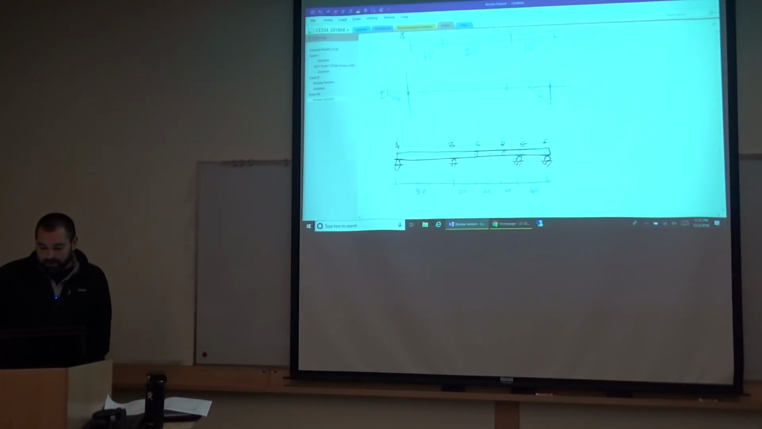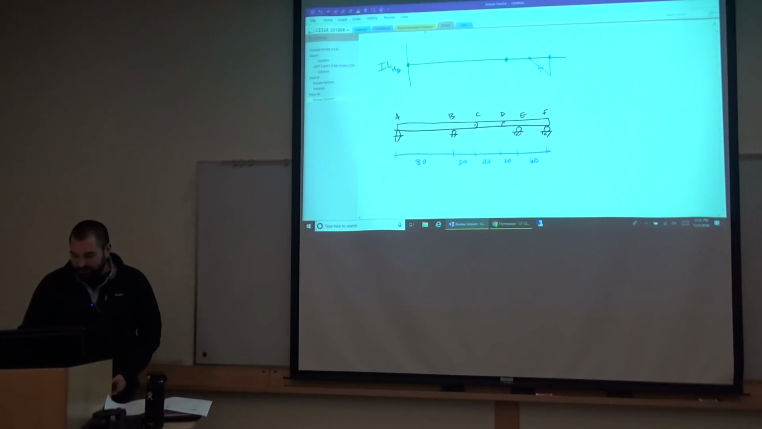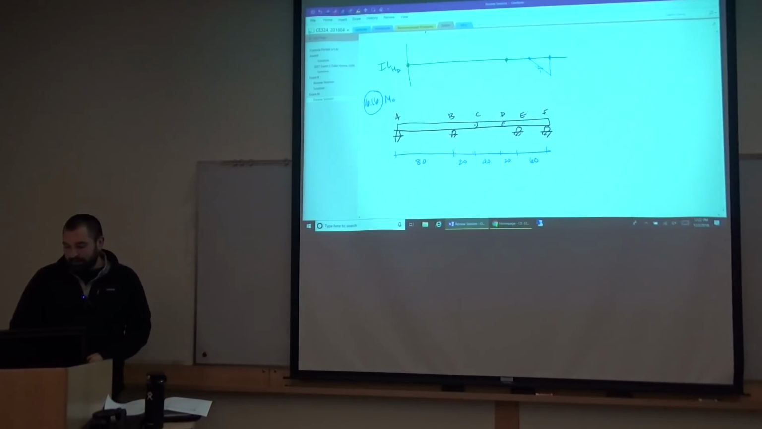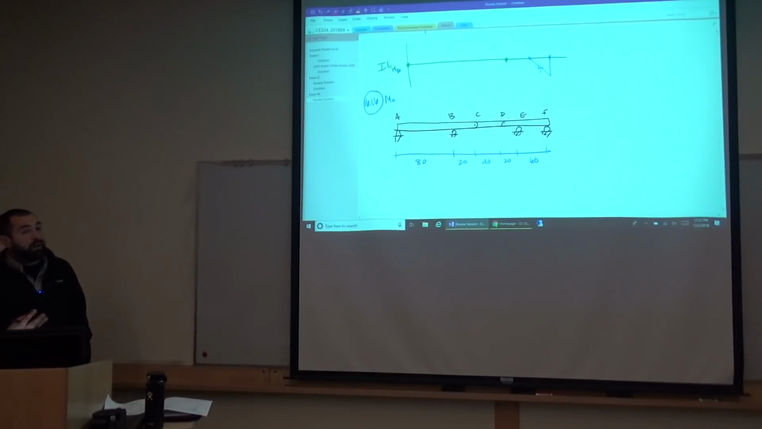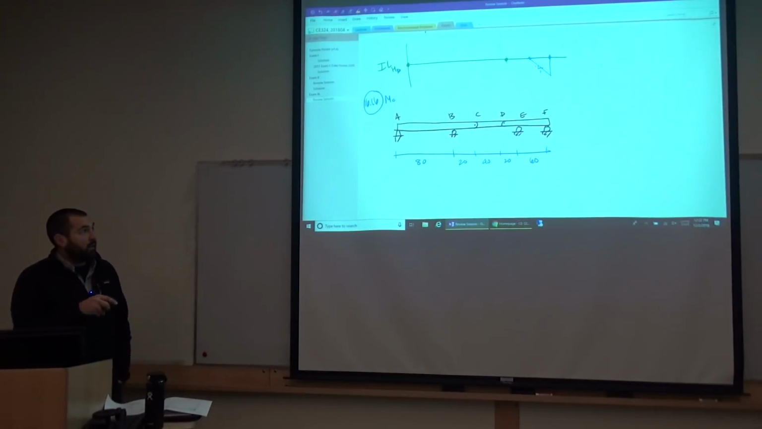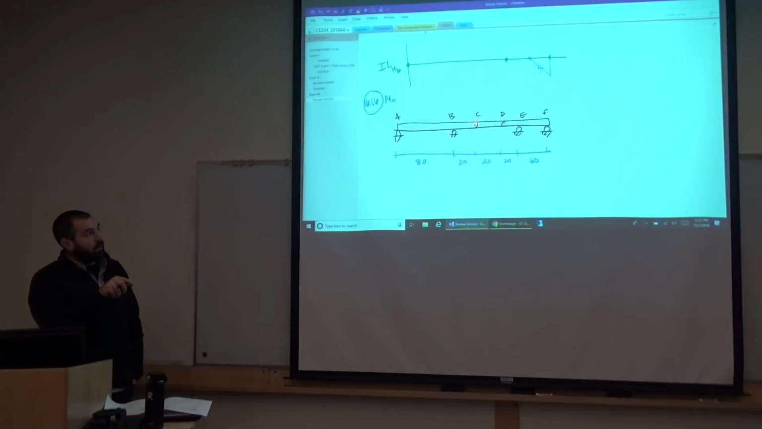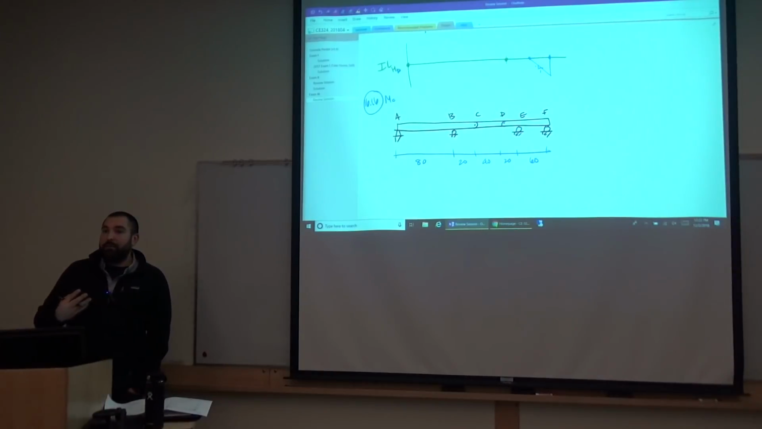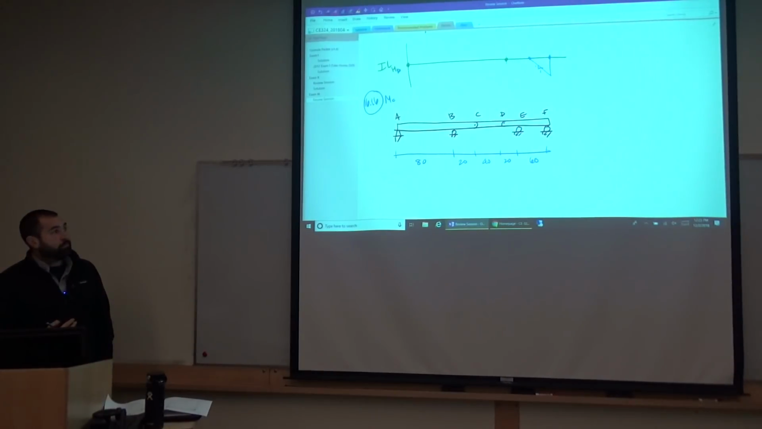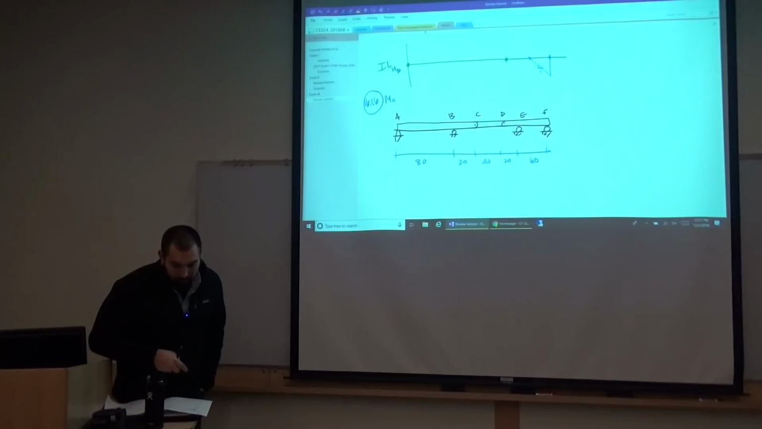Okay, so let's talk about this problem, which is 1616. Same idea, just a more complex beam, but also unique in the sense that we're asked to find the moment at C influence line diagram. And if I gave you a problem like this on the exam, you could basically solve for it without doing much. Because what's going on at C? C is a moment release.